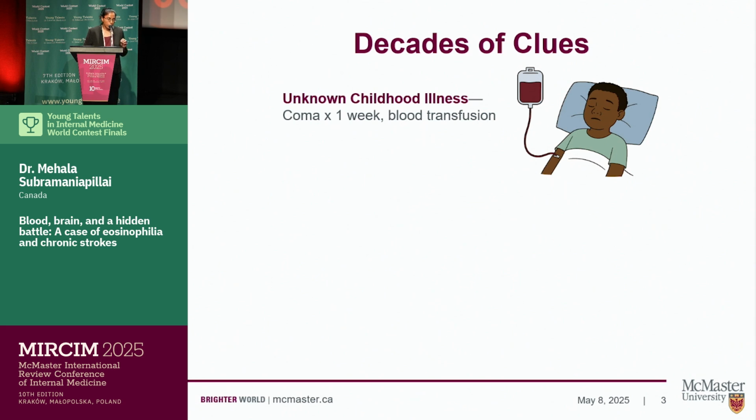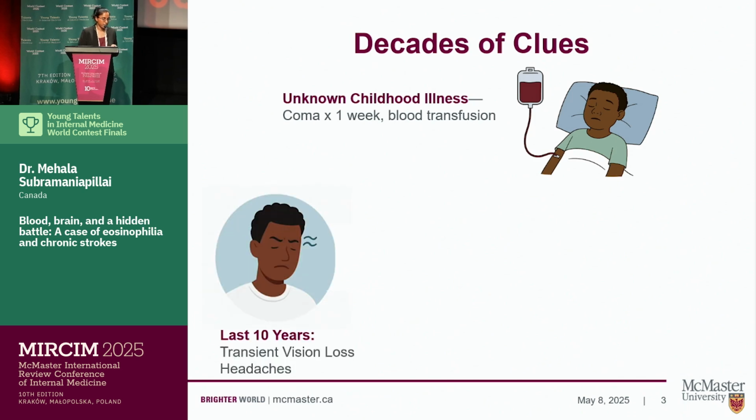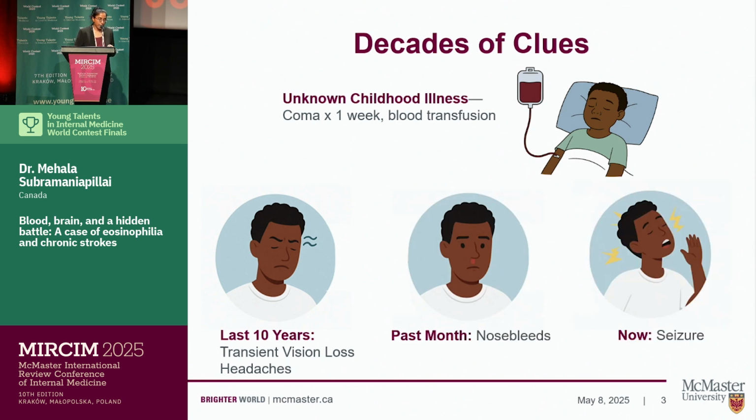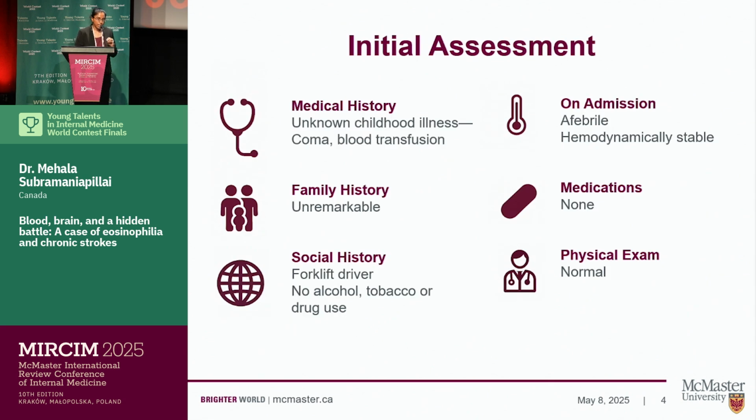So, what we've realized is that he's been leaving behind a trail of clinical clues for decades. It starts with him being in a coma for a week due to an unknown illness. And then over the past decade, he's experienced transient vision loss, headaches, more recently, nosebleeds, and now a seizure. But despite this history, he's otherwise healthy and his physical exam is completely normal.